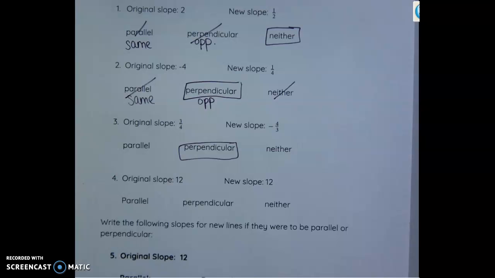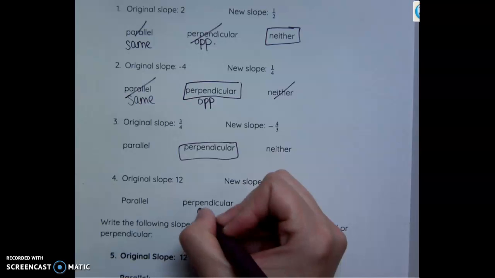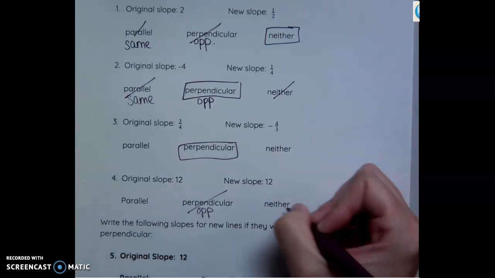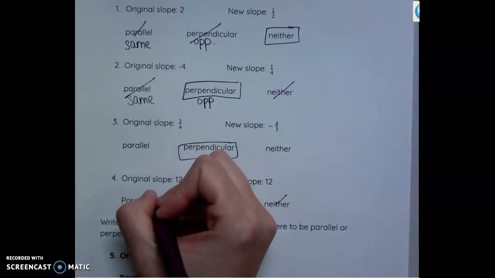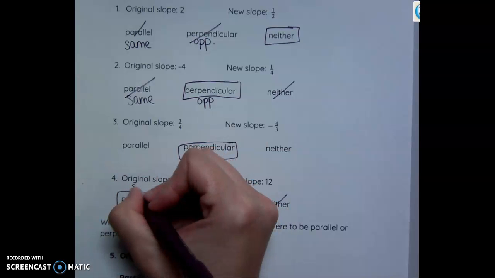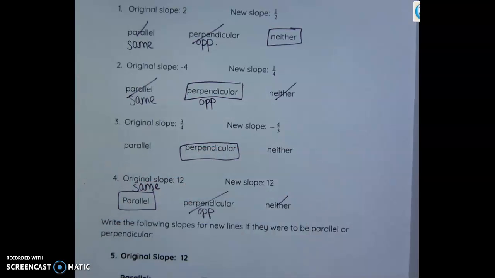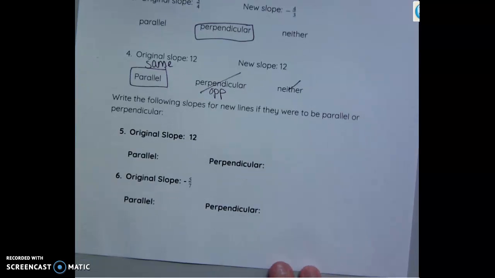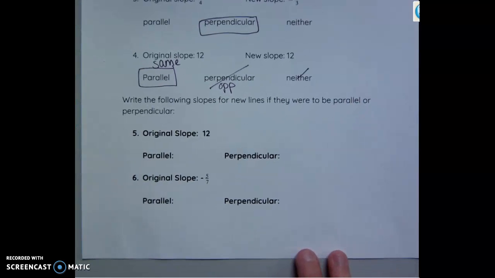Original slope and new slope. My original slope is 12. My new slope is 12. Are they opposite? No. They're not neither. They are parallel because they are the same. Okay, so now they give us the original slope and we have to write what the slopes would be if they were parallel or perpendicular.